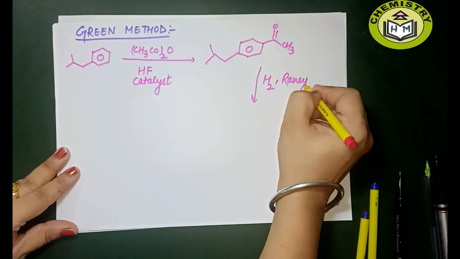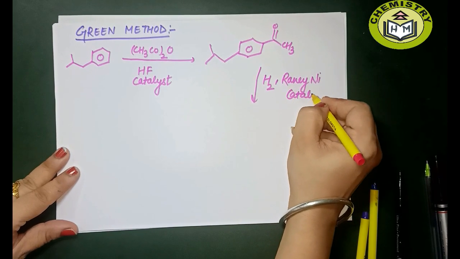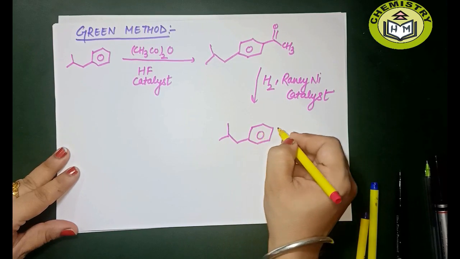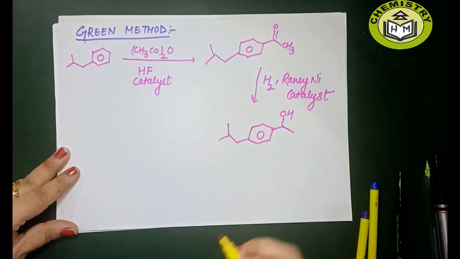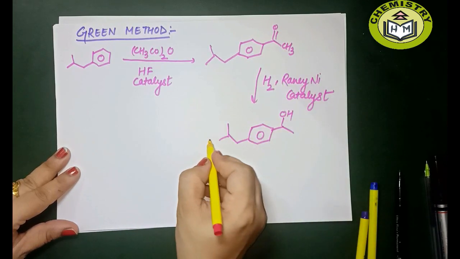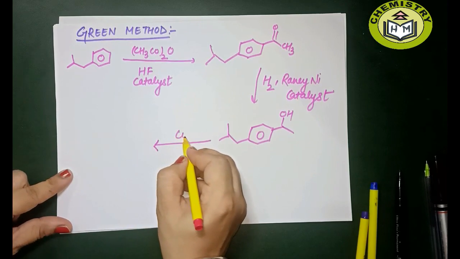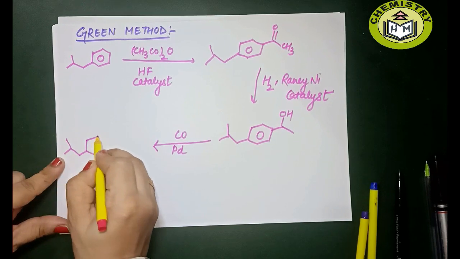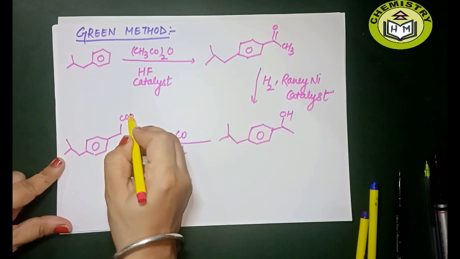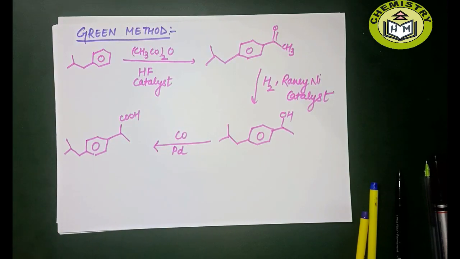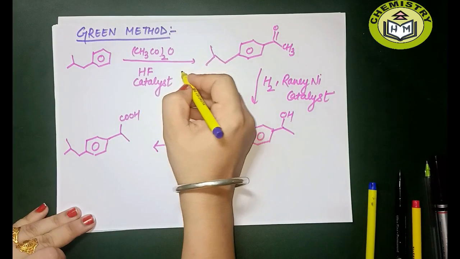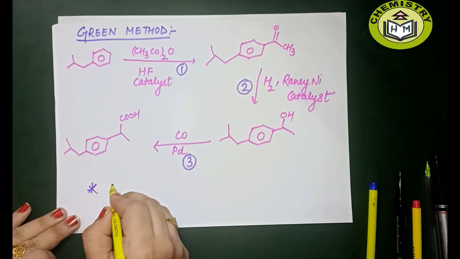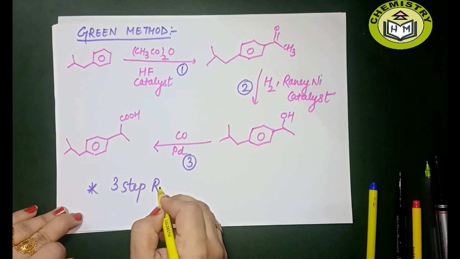H2, Raney nickel as a catalyst, and then we are getting this product. Ketone is changing into OH. Now we have to add CO and Pd catalyst, and we are getting COOH at the place of OH. Now if you see clearly, this method is 1-step, 2-step and 3-step reaction. Okay, this is 3-step reaction.